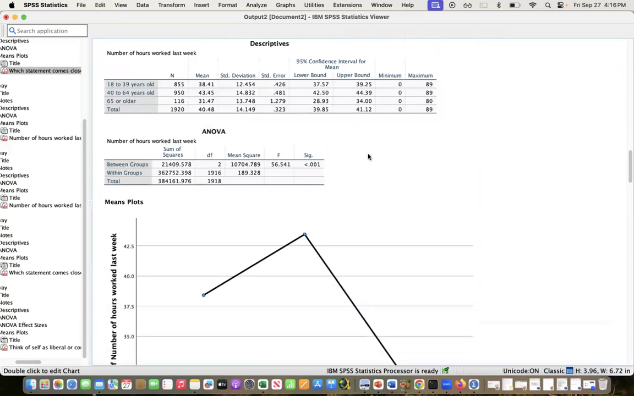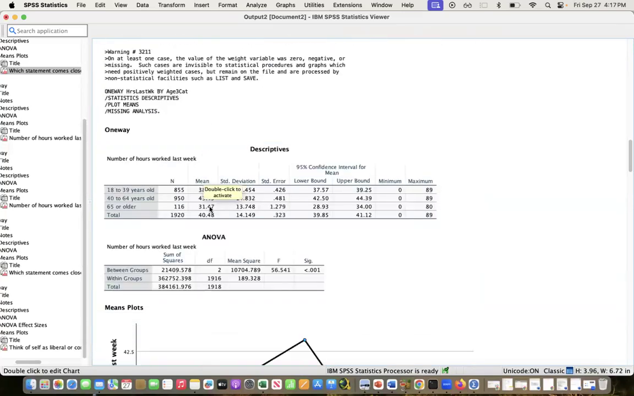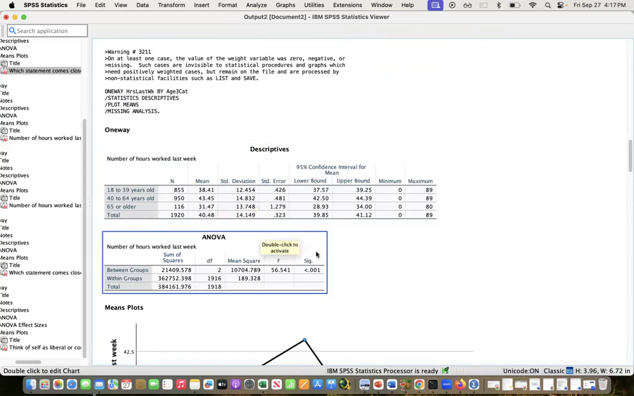If I look at the hours worked last week, we can also see here that the middle group is working the most hours, so over 42 and a half hours. The youngest group is working less, around 38 and a half hours, and then the oldest group is working the least at like 31 and a half hours. And there's a spread of over 10 hours between these two groups.